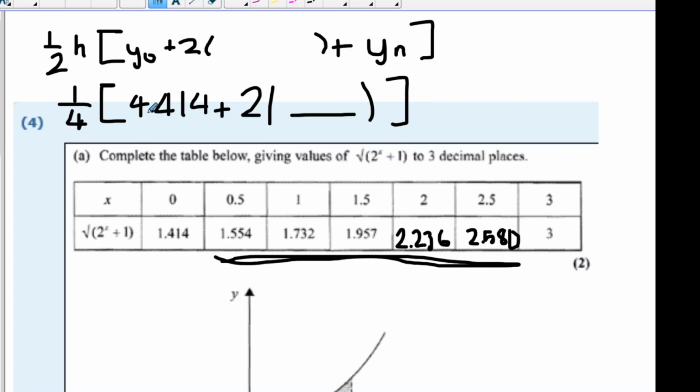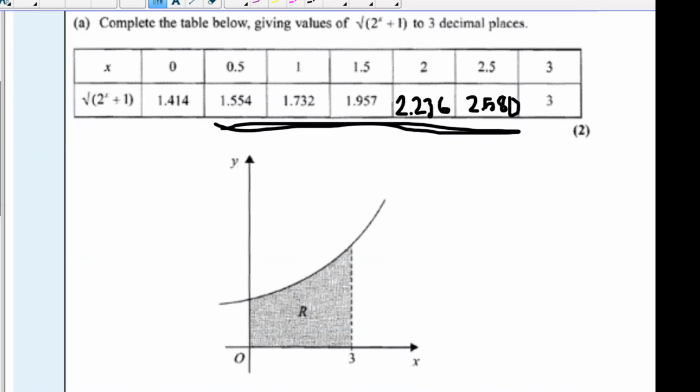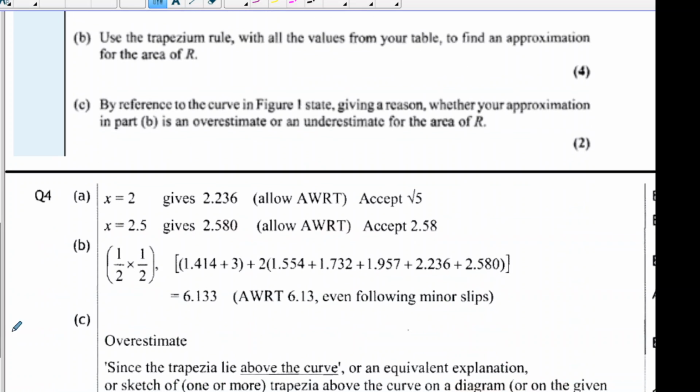And then just like the last question, I would do this in stages. I would work out probably what 4 plus 2 times this number is first. Then I can do 4.414 added onto that, and then I can do 1/4 of that. But just do it in enough stages to make sure you don't make any careless mistakes. And you can see, once again, they did the first plus the last plus 2 times this number as well. And 6.133. They are allowing 6.13, even following minor slips as well.